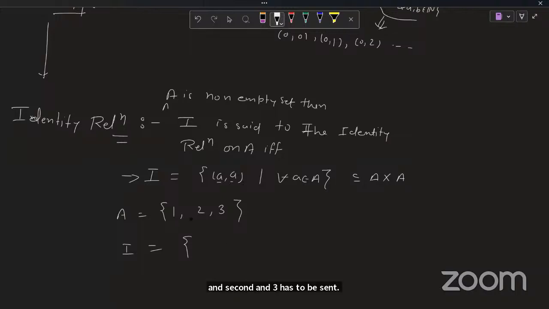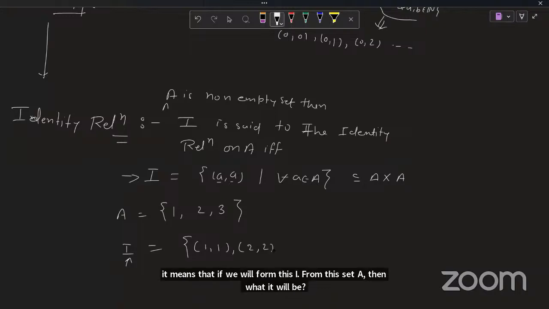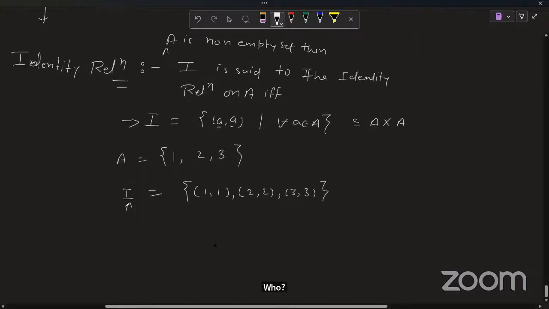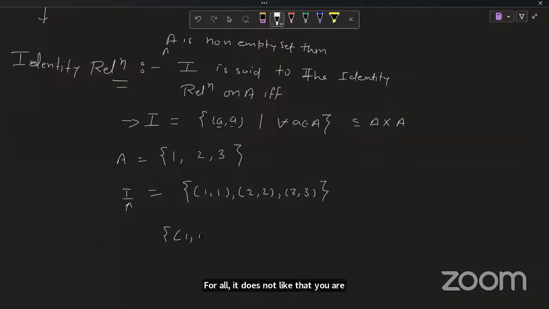It means that if we form this I from this set A, then it will be (1,1), (2,2) and (3,3). This kind of relation it will be. So identity relation is easy, right? Just see, it is not that you form only (1,1) and (2,2). This is not an identity relation. Why? Because I need it for each and every element. Getting my point?